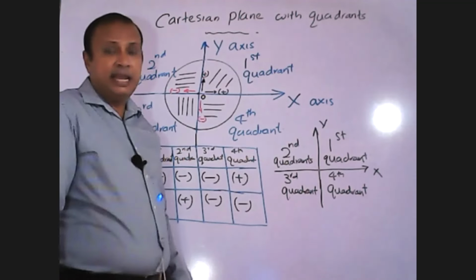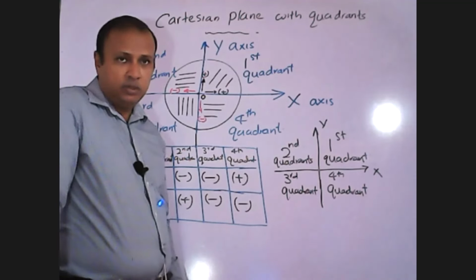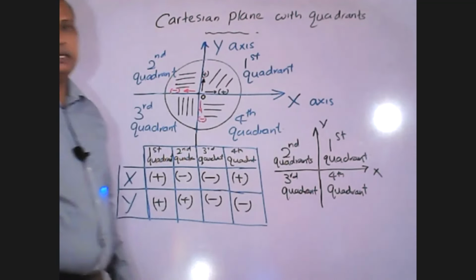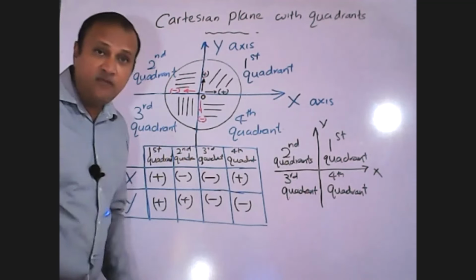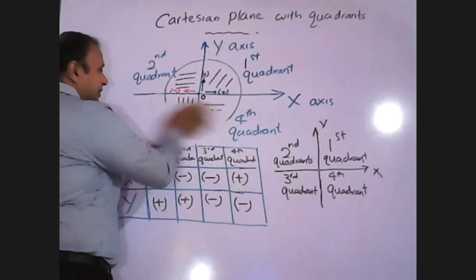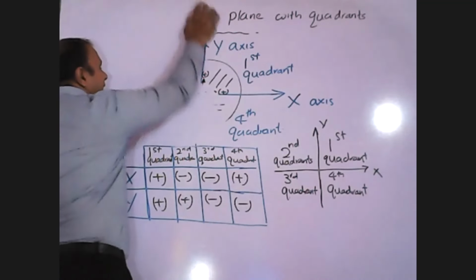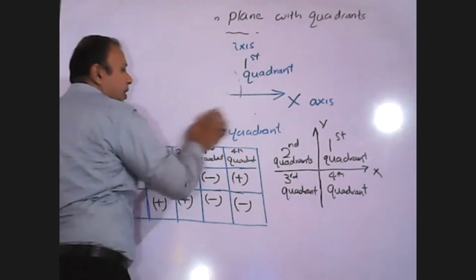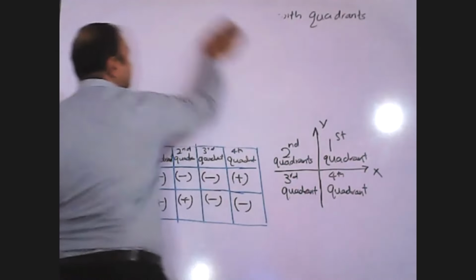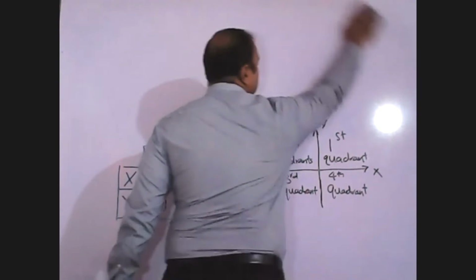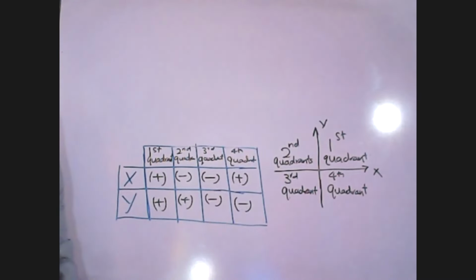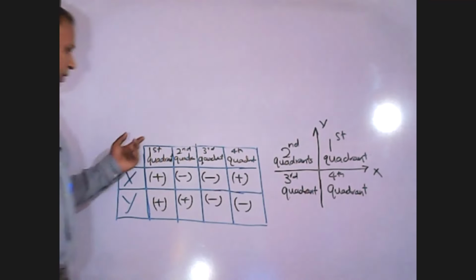Signs of x and y values in each quadrant. Now you can draw this table.